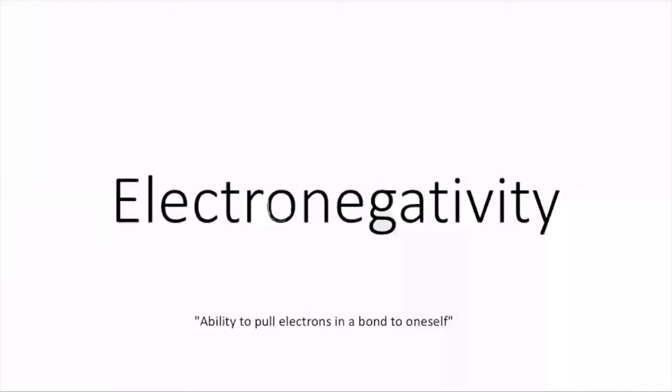Today we will talk about electronegativity. Electronegativity is when you have a compound like HCl, and it's the ability for an element to pull electrons in a bond to oneself.